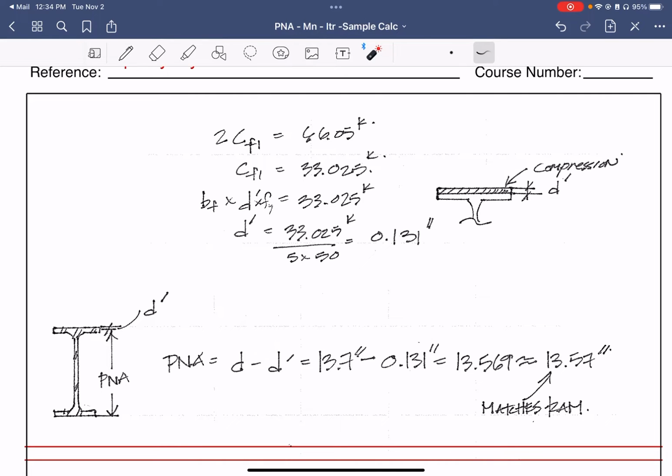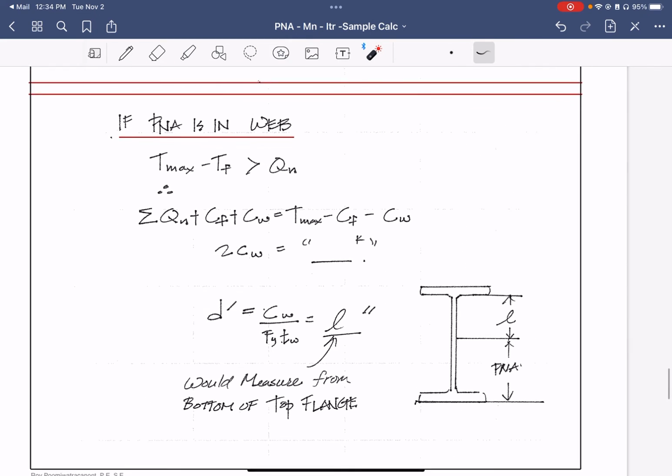Okay, so the PNA then is going to be the D, which is the total distance from the very top, minus the D prime, equal to 13.7 minus 0.131. And it comes out to be 13.57, which matches what the RAM output has if we take a look at it and scroll back up.